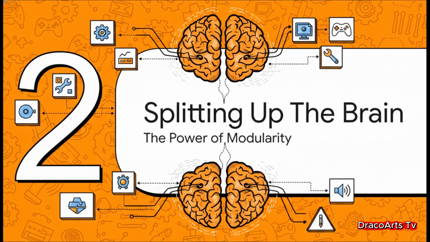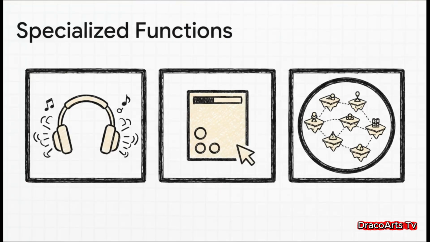So, how do we fix that cluttered brain? Well, the first step is basically surgery. We're going to split it up. We take that one giant script and break it down into smaller, specialized managers. This right here is the power of modularity. And this shows you exactly what that looks like. Instead of one script trying to do everything, you get an audio manager that only cares about sound, a UI manager that only handles menus and buttons, and a level manager that's just focused on loading scenes.